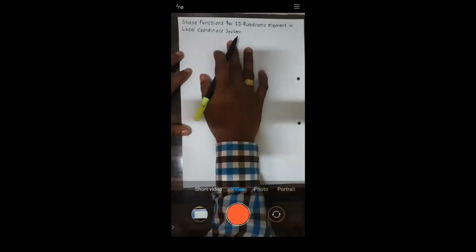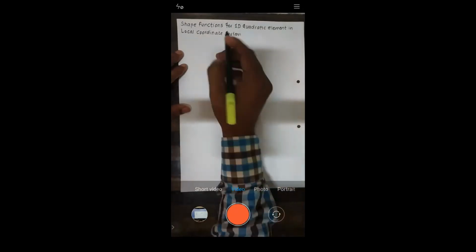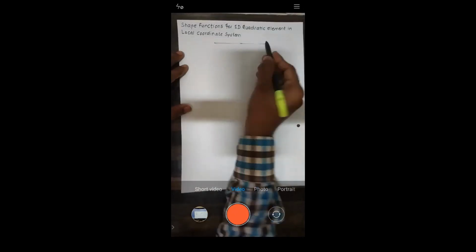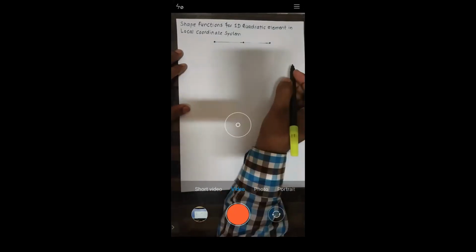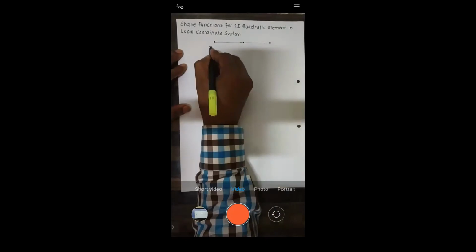Tell me how I should draw the diagram for quadratic. What nodes will a quadratic element have? Right, we have 3 nodes. So let's consider this element with the 3 nodes. Let this be node number 1, let this be node number 2, let this be node number 3.